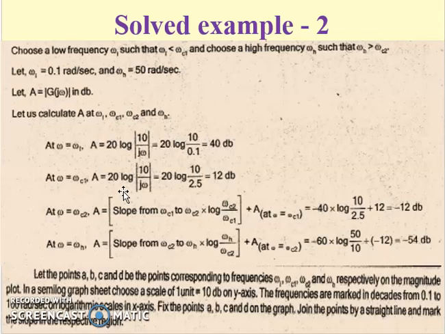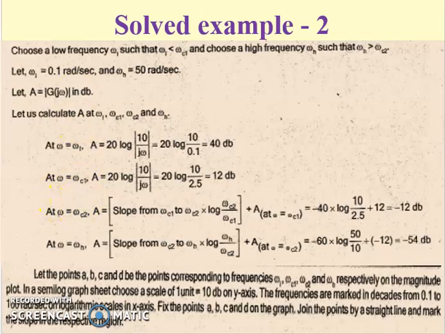Next, a low frequency of 0.1 radians per second and a high frequency of 50 radians per second is chosen. Again, we need to calculate the magnitude A, that is the modulus of G of j omega in decibels, for these four frequencies. So at omega L and omega C1, we take 20 log of modulus G of j omega, where, as I said in the previous problem, the first integral term is taken, so 10 by j omega is our term. Omega is substituted as the lower frequency 0.1 and we get 40 decibel. At the first corner frequency, this is substituted again and we get 12 decibel.